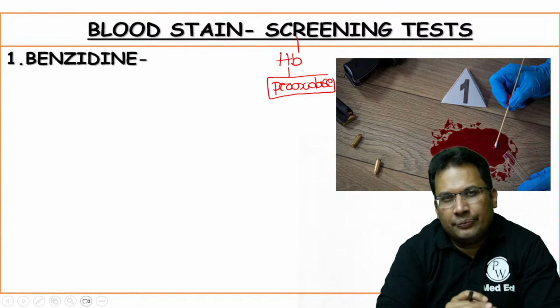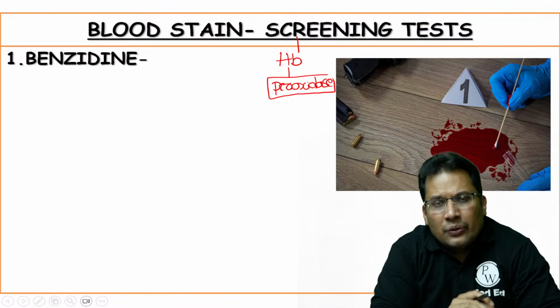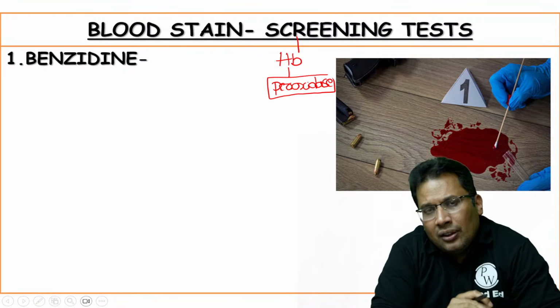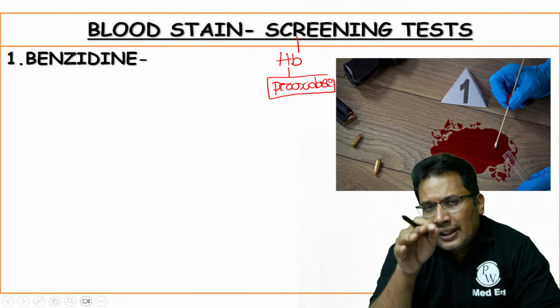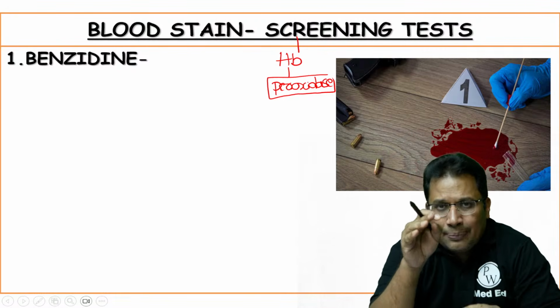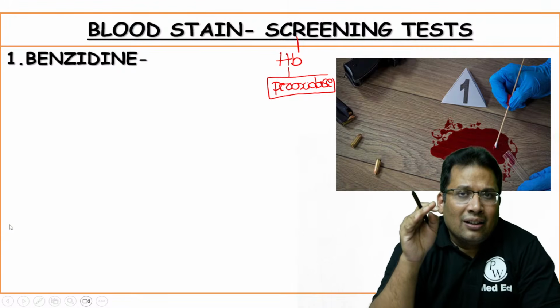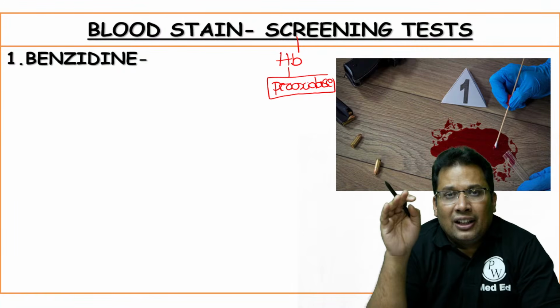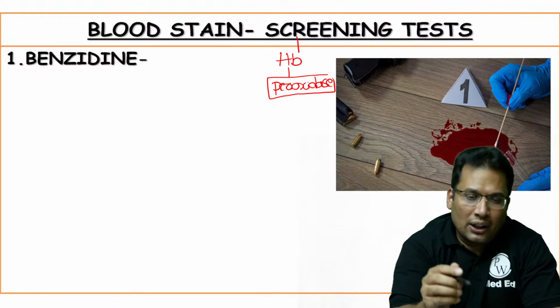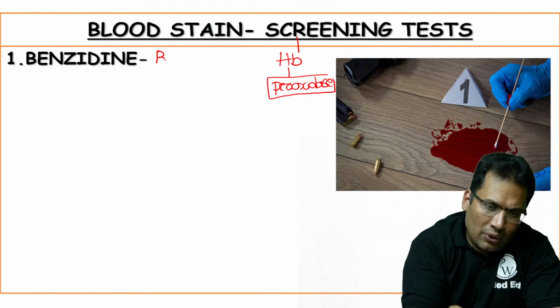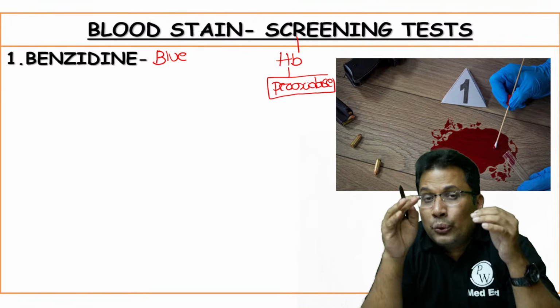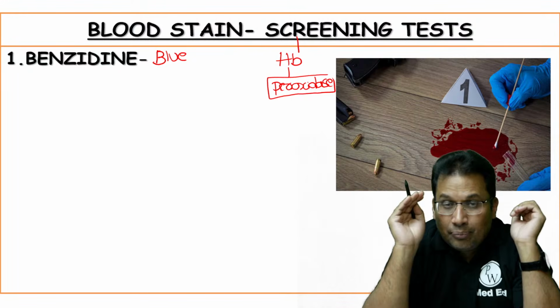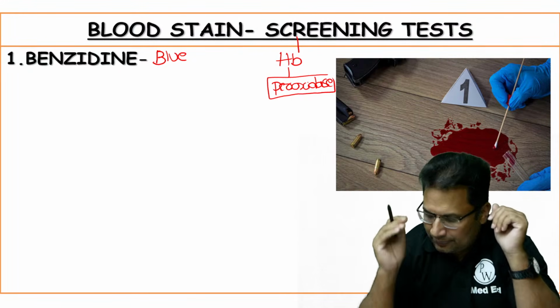Benzidine test. Benzidine is one of the tests for blood stain. We use benzidine reagent. When benzidine reagent is mixed with the suspected blood stain, because of the peroxidase activity, there is a formation of blue color. So what is the color? Blue color. But benzidine is carcinogenic. It is not used nowadays because it causes bladder carcinoma.